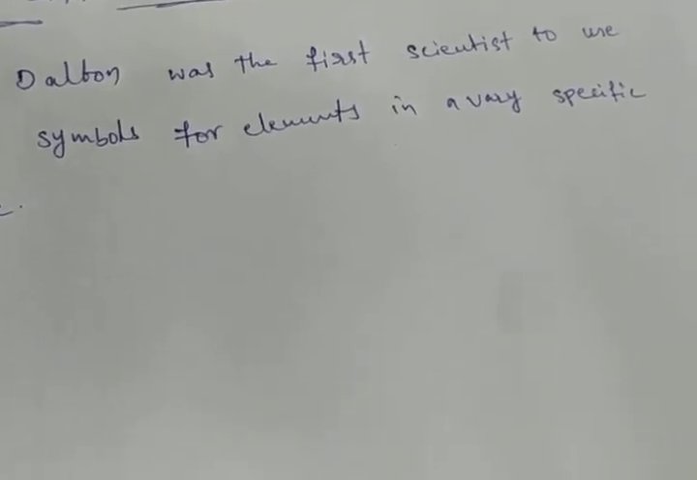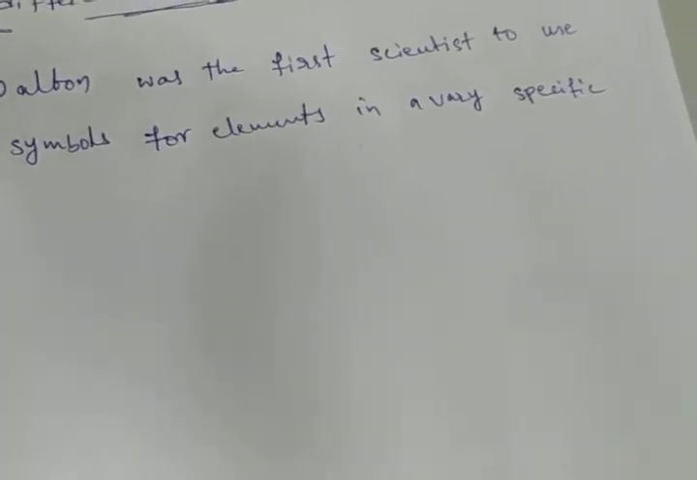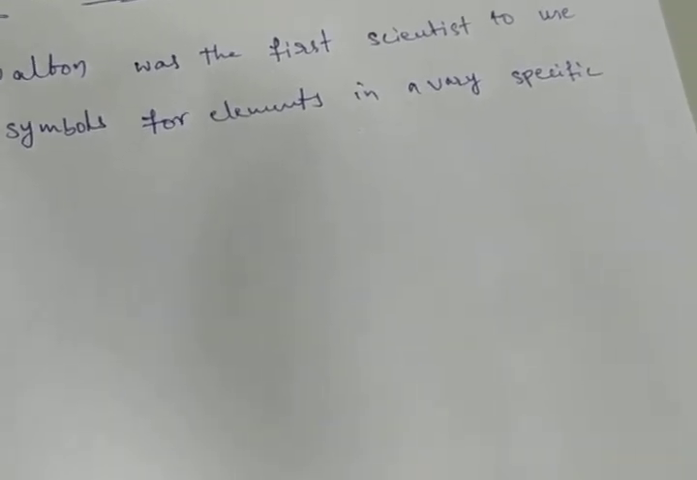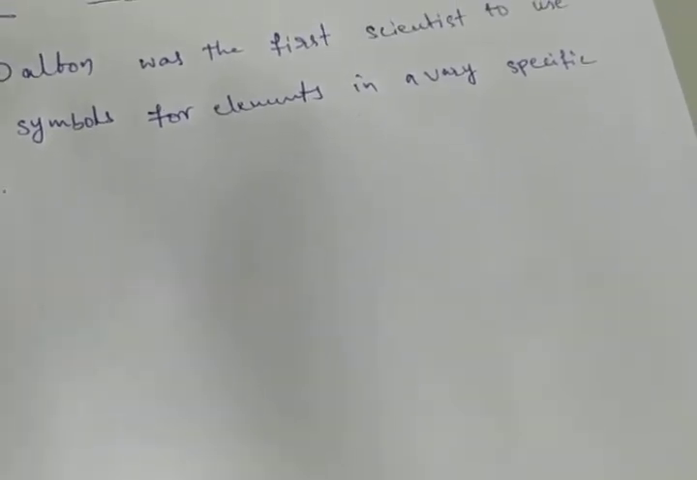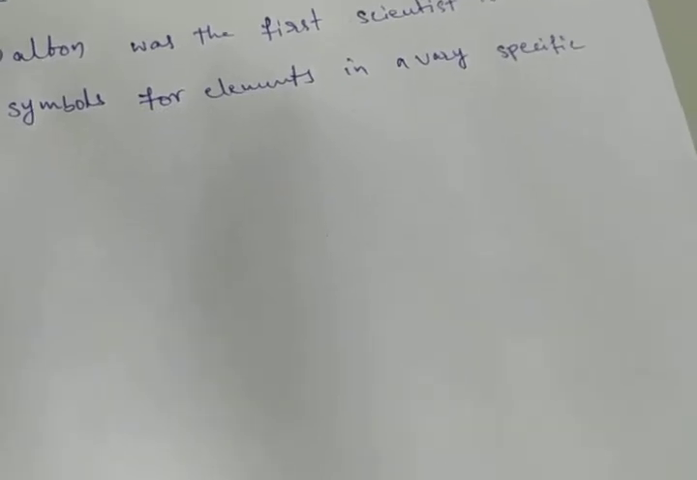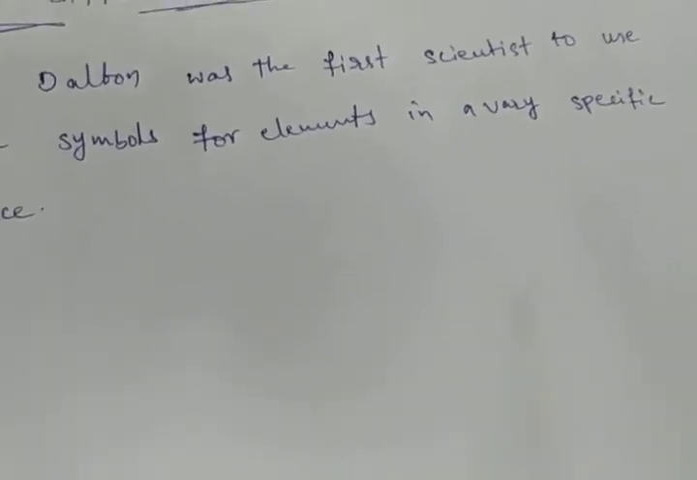Symbols were given first by Berzelius. Dalton also gave symbols, but he did not give them as English letters. How did Dalton give them? He gave one type of structure to each and every element. I will show the structures.